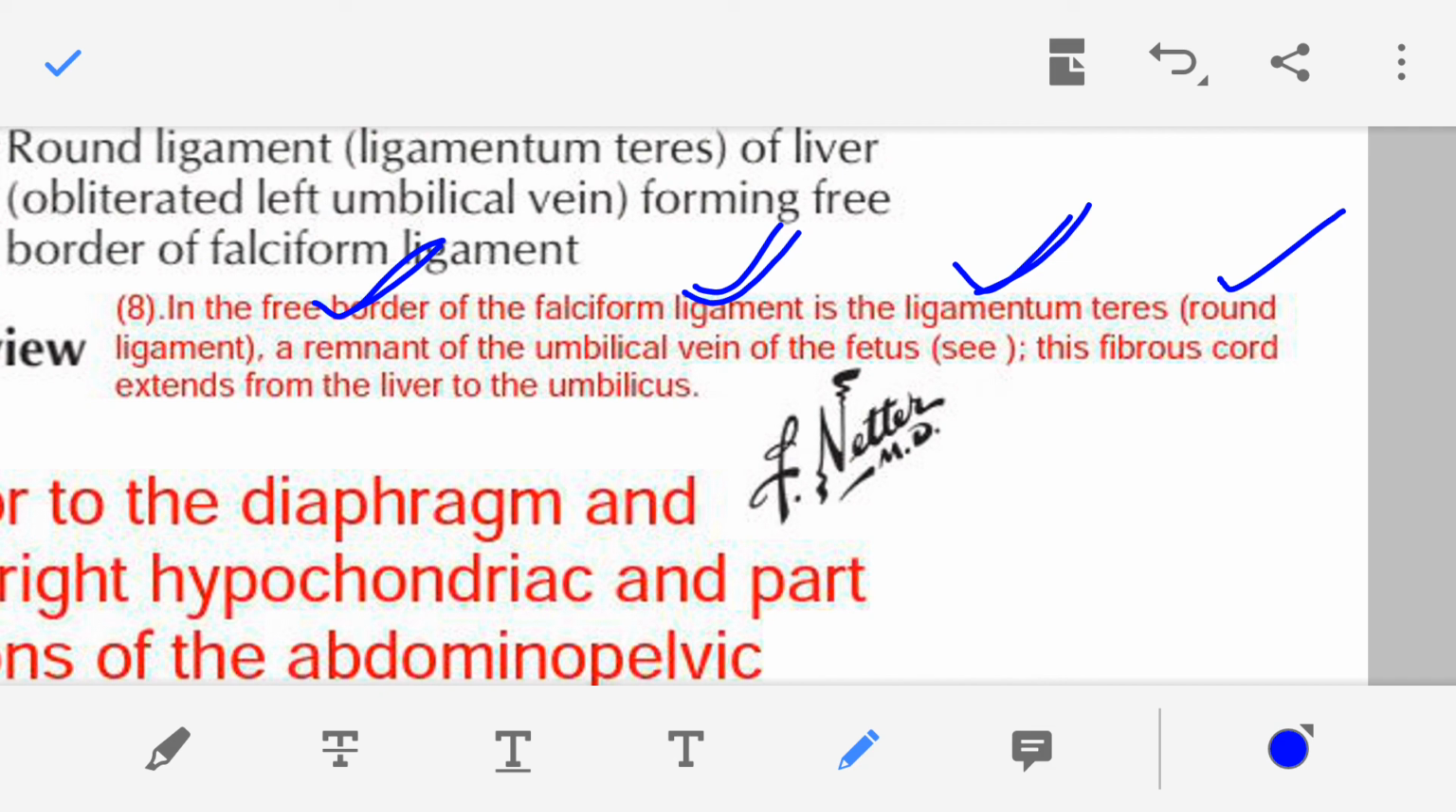Now, what is this ligamentum teres, or what is this round ligament? It is actually a remnant of the umbilical vein of the fetus. Remnant means the remaining part, or the debris part, we can say. So the remaining debris part of the umbilical vein of the fetus in the adult becomes the ligamentum teres.